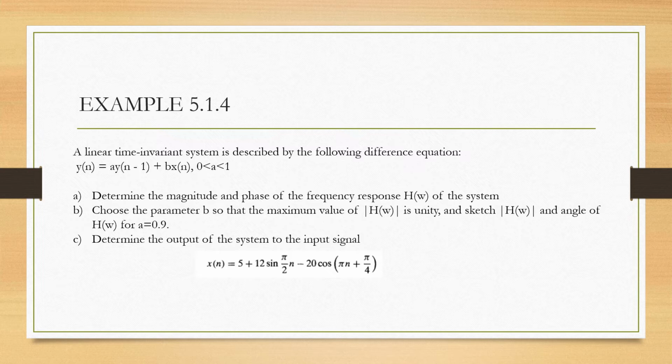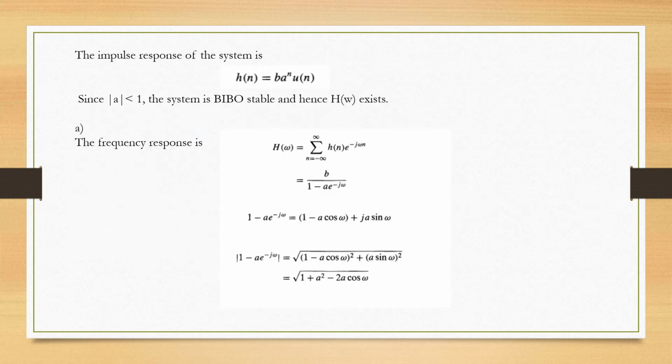And also determine the output of the system to the input signal x(n) = 5 + 12 sin(πn/2) - 20 cos(πn + π/4). The given impulse response of the system is h(n) = b a^n u(n). Since |a| is less than 1, the system is BIBO stable and hence H(ω) exists.